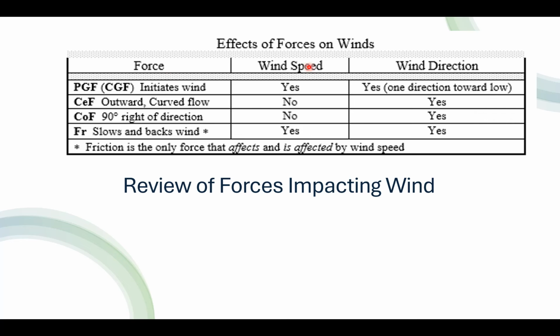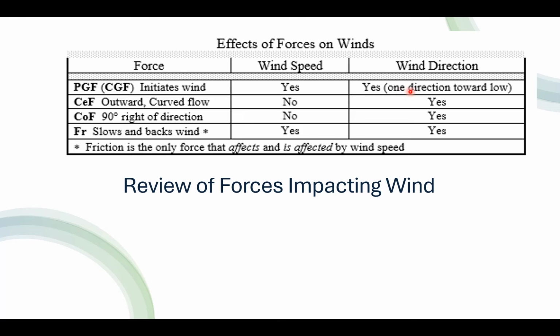We have the force, the wind speed, and the wind direction, and the impacts of each force on wind speed and direction. So pressure gradient or contour gradient force initiates the wind. It does have an effect on the wind speed, so that's a yes. Wind direction, also yes. When we're talking about pressure gradient force and wind flowing on the surface, we are going to have frictional impacts there.